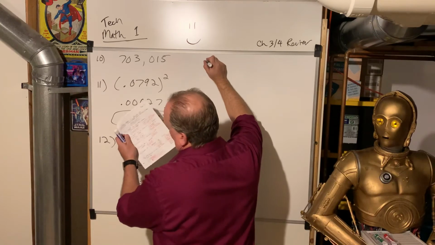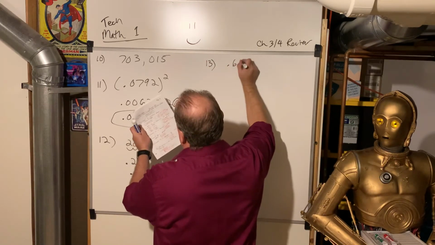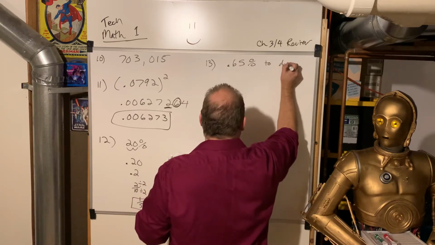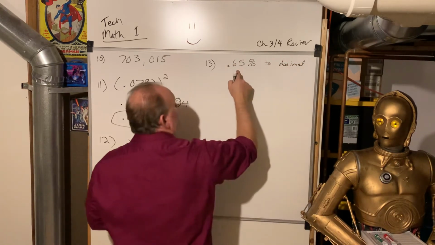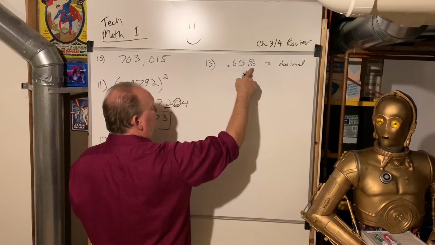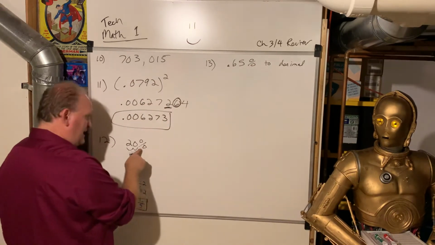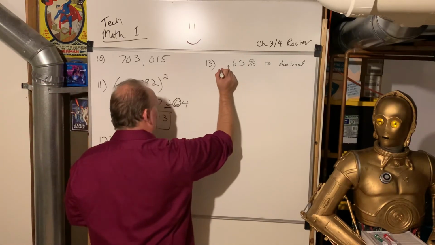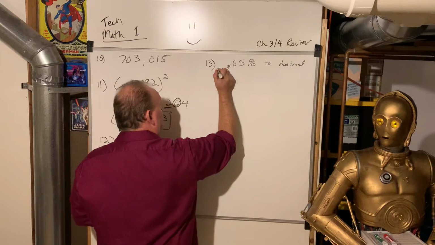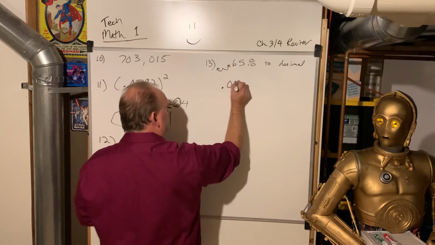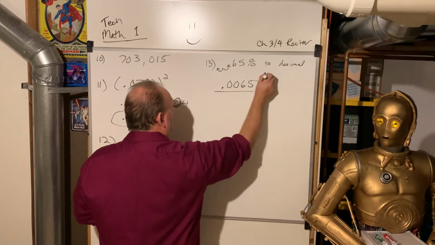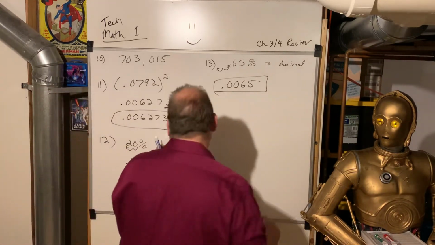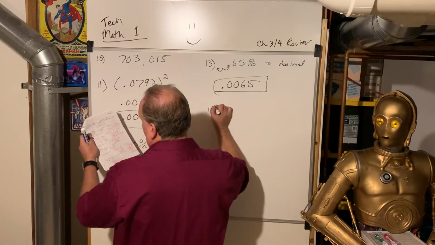All right, so again, 13, convert 0.65% to a decimal. That's kind of tricky because it's a really small percent. So remember, to go from a percent to a decimal, we did that right here. We moved it 2 places to the left. I still move it 2 places to the left. It's just a really small number, 0.0065. Okay, so be careful. They're trying to trick you there. Trying to get you to write 65, making you move it the wrong way.